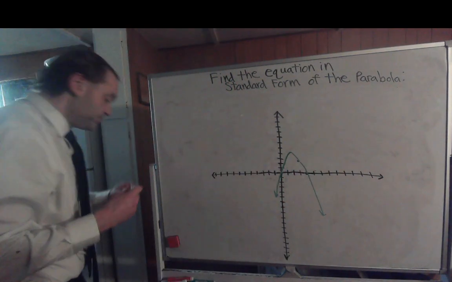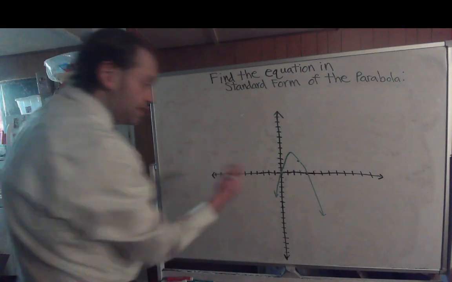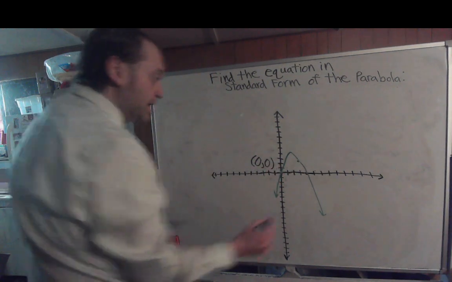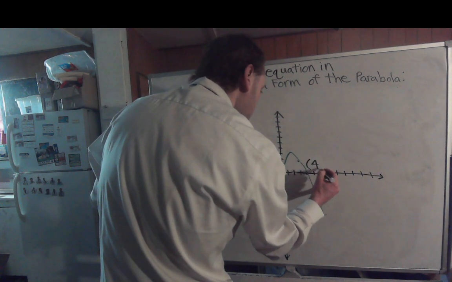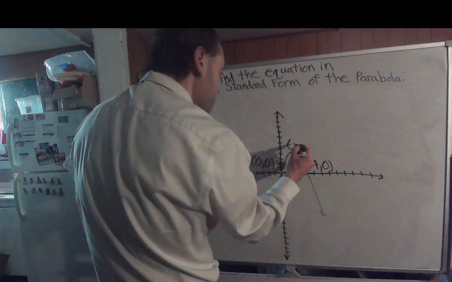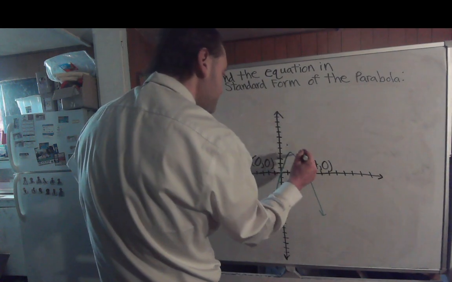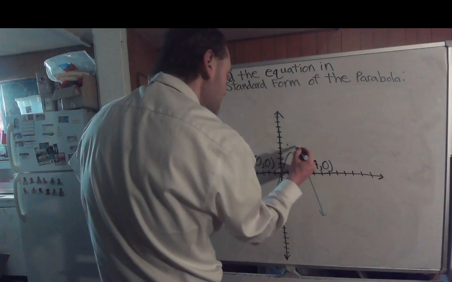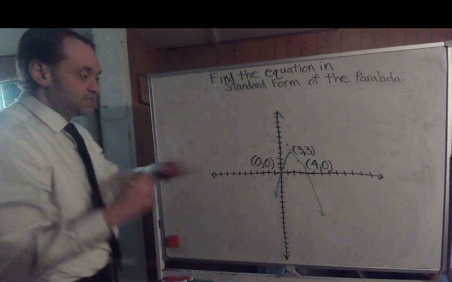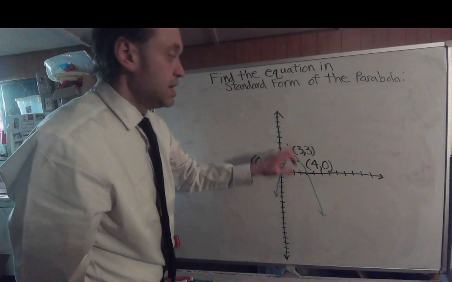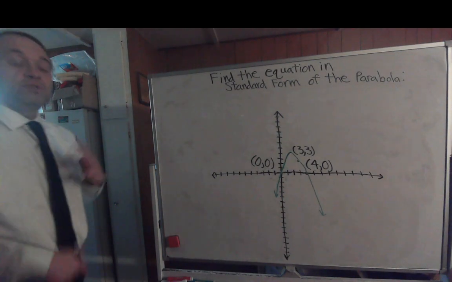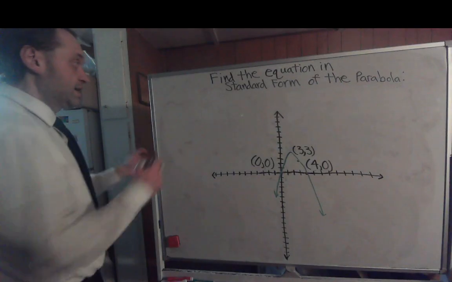Alright, so we have x-intercepts at 0, 0, and then again at 4, 0, and it passes through the point 3, 3. So x-intercept 0, 0, 4, 0, passing through the point 3, 3. Since we're given intercepts, use the intercept form of a quadratic equation to start.